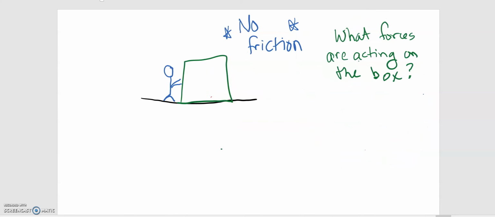So let's look at another example here. Let's say we have the box again, but this time we have somebody pushing, somebody applying a force to the box. And most of the time in your introductory physics classes, you will be working in frictionless situations unless it's otherwise stated. So let's look at what this would look like if there was no friction, and then we'll go back and look at what it could look like if there was friction.